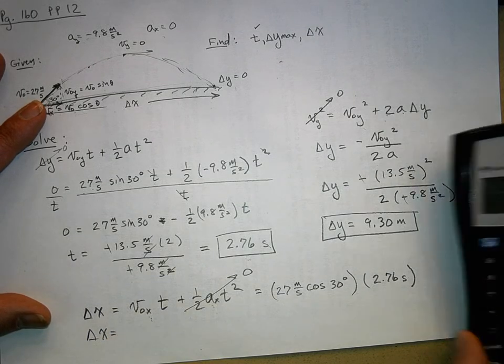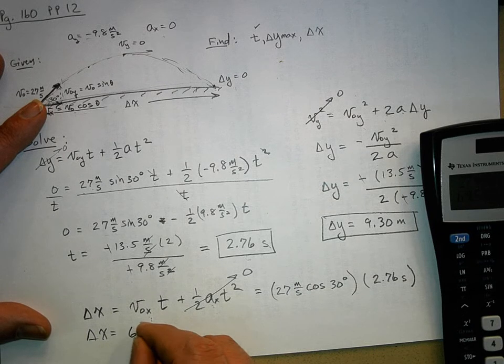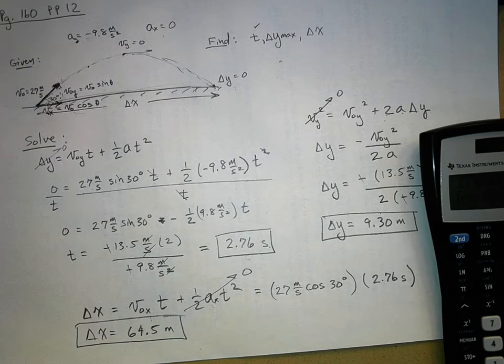my calculator, 27 times the cosine of 30 degrees times 2.76. And you get 64.5 meters. Now, that's not bad. That's a pretty good distance. Geez, that's almost 70 yards.